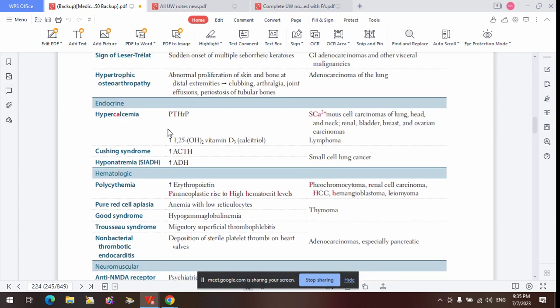Then for the endocrine section, some of us are very familiar with this. Somebody can have elaboration of parathyroid hormone-related protein or peptide. This is not the same as parathyroid hormone, but it can act as parathyroid hormone. So that is why it can cause hypercalcemia.